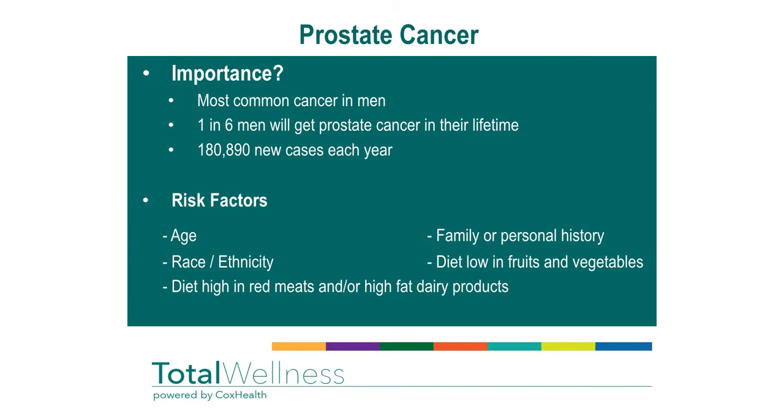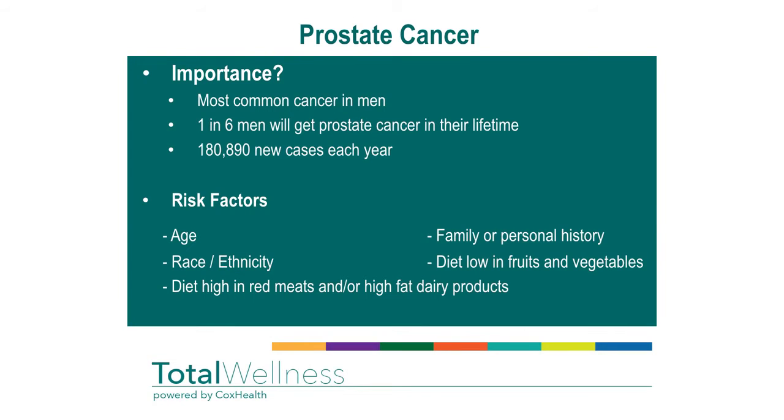The family or personal history is one with this. If you have a dad, an uncle, a brother that has been diagnosed with prostate cancer, it does elevate your risk. And then diet. So when you have a diet that doesn't have a lot of fruits and vegetables, lots of red meats, lots of high-fat dairy products, that does increase your risk of prostate cancer.